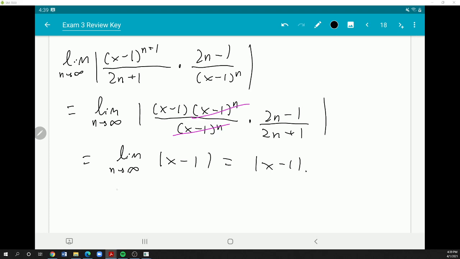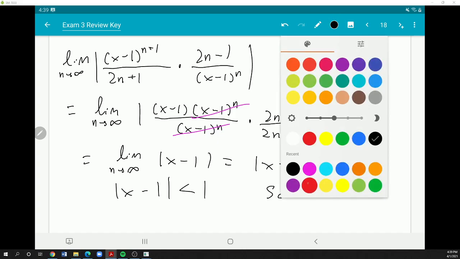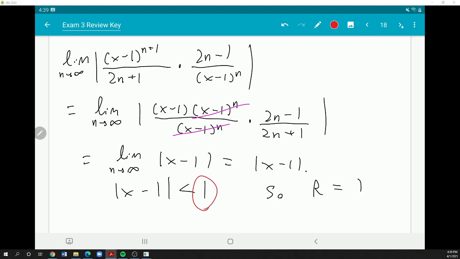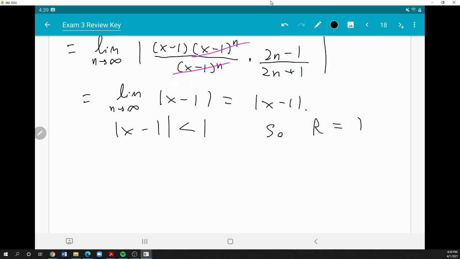So for the series to converge, I need |x minus 1| to be less than 1. So the radius of convergence is equal to 1. And that's purely because of this number right here. If this was a 2, the radius would be a 2. If it was a 7.6, the radius would be 7.6, and so on. But it's 1, so the radius is 1. So this says minus 1 is less than x minus 1 is less than 1. Add 1 to every side: 0 is less than x is less than 2.